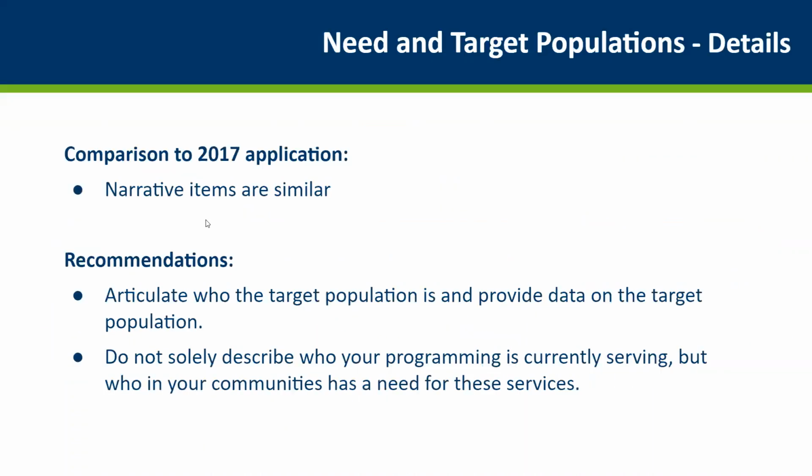Then within that, just a couple of additional details. So comparing this to the 2017 application, these narrative items are similar to what we asked for 5 years ago. A couple of recommendations that we have. One, we encourage applicants to articulate who the population is and provide data on that target population.